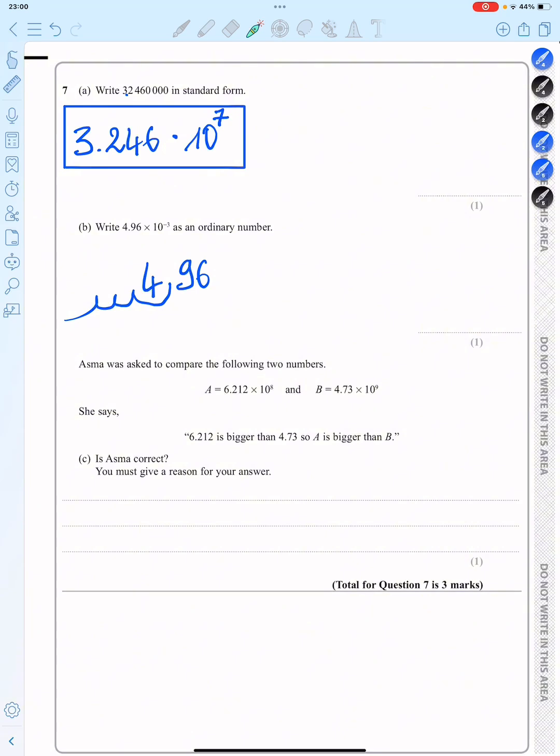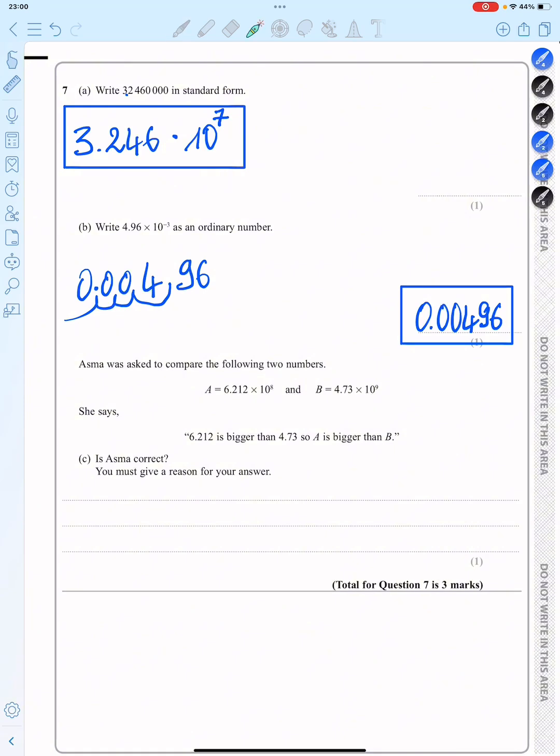And we're going to fill each of these with zeros. So it's going to be 0.00496. So this is 0.00496 in ordinary number. Now, here, Asma was asked to compare the following 2 numbers.